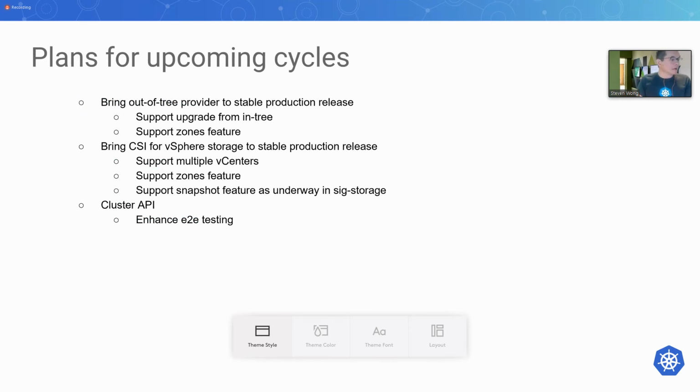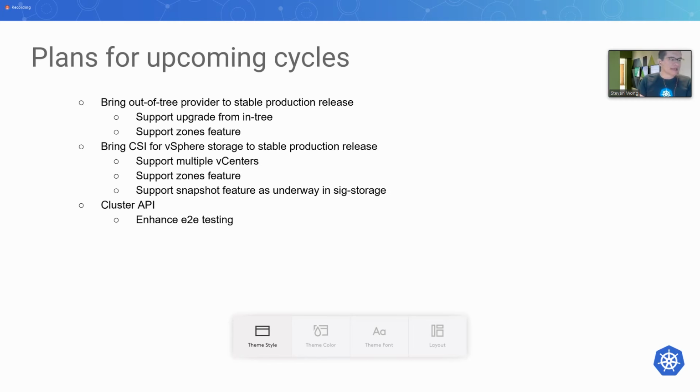For the upcoming cycles, the overall theme is the same 3 things that we did in the last release, but to bring them up to production grade and enhance the testing suite. We want to get full parity with what's in the in-tree cloud provider. Right now, the support for zones didn't make it in the initial release of the out-of-tree. With regard to CSI, the CSI effort itself is moving. They've got work underway to add features like snapshot, and we intend to track that going forward.